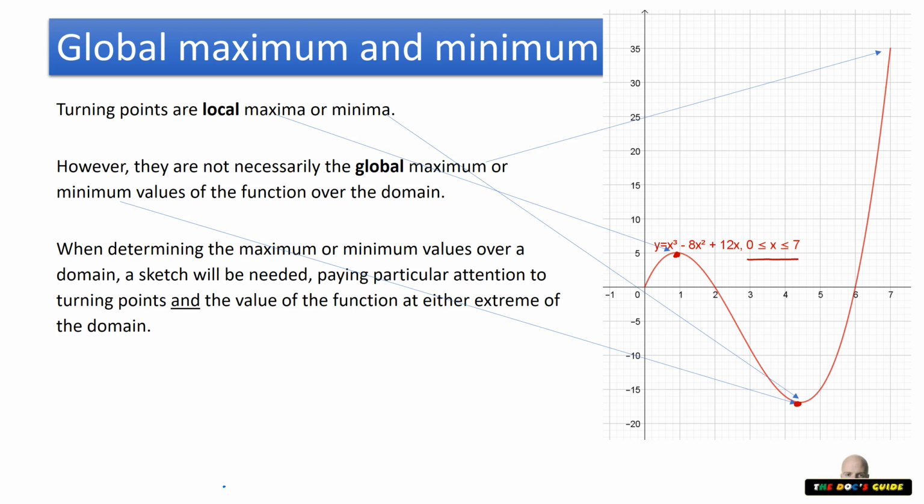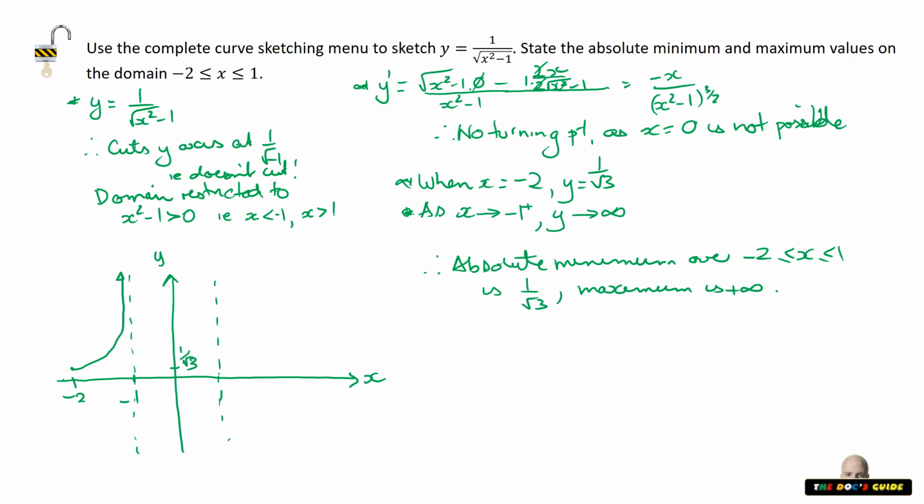So when we're going to determine maximum or minimum values over a domain, we need a sketch. And obviously what we need to pay particular attention to will be the turning points, we know how to find those, and the value of the function at either extreme of the domain. So here we have an example.